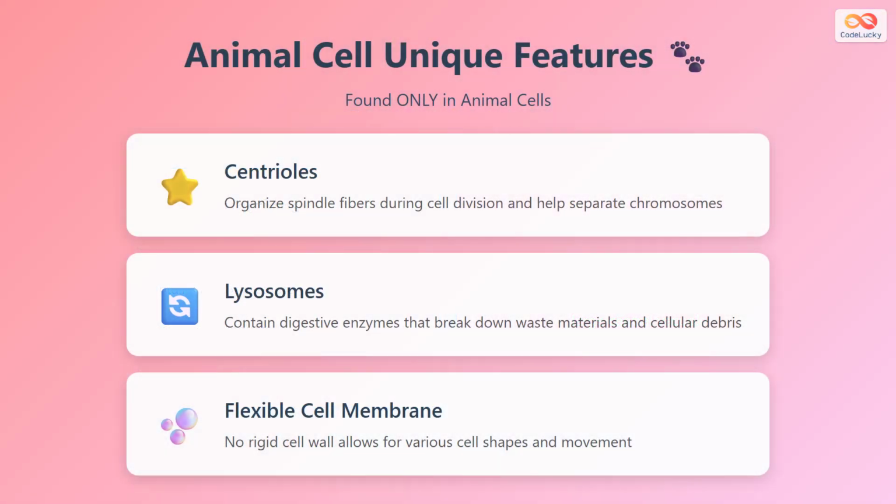Animal cells have their own unique structures as well. Centrioles are cylindrical structures that organize spindle fibers during cell division, helping to separate chromosomes properly. Lysosomes are membrane-bound organelles containing digestive enzymes that break down waste materials and cellular debris, acting like the cell's recycling center. Animal cells also lack a rigid cell wall, which means their cell membrane is flexible, allowing for various cell shapes and the ability to move. This flexibility is crucial for animals that need to move around.